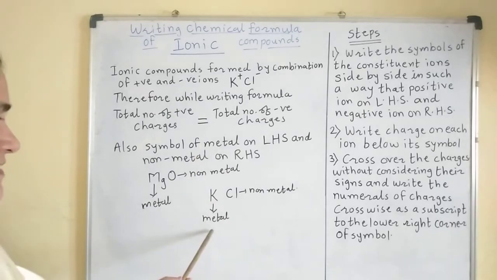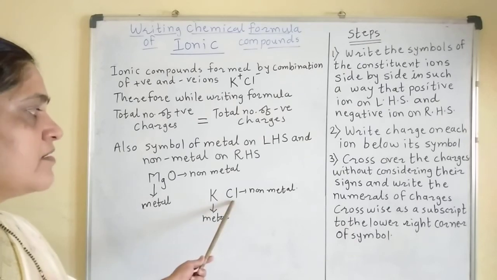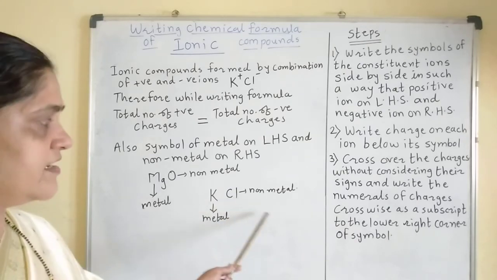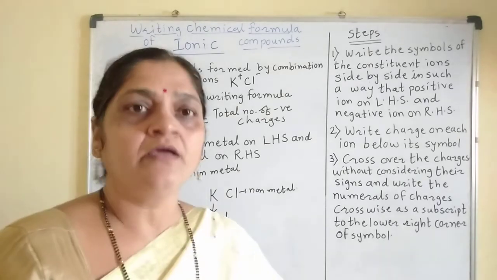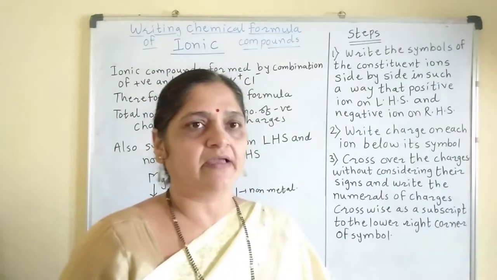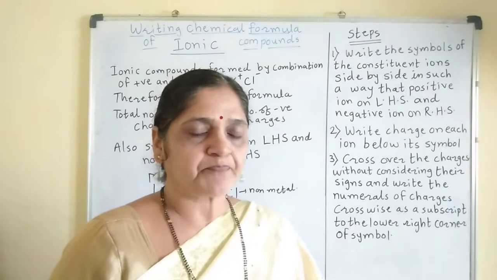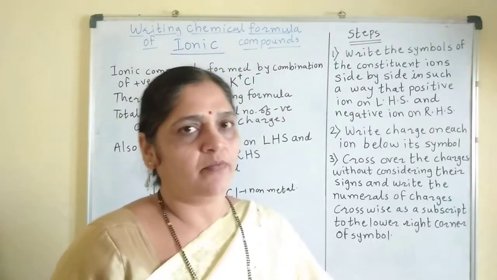Now the second example I have written is KCl. Potassium is a metal, so its symbol is written first, and then Cl is a non-metal, so its symbol is written on the right hand side after potassium. This way you are supposed to write the symbols of the positive and negative ions. The positive ion is always formed by a metal and the negative ion always by a non-metal. Therefore the metal ion symbol comes first and then the non-metal ion.